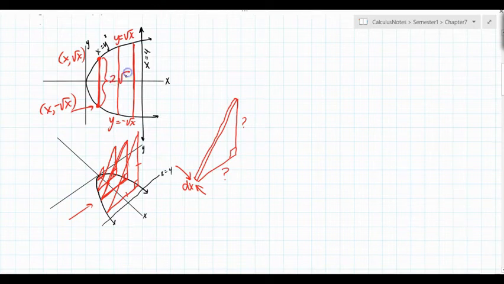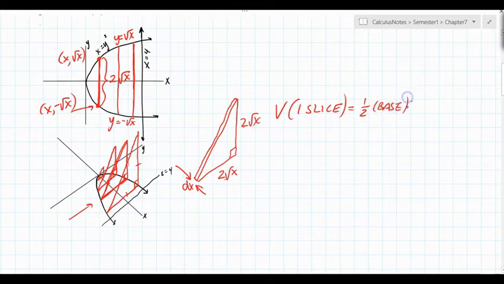Good, 2 root x. Okay, so now I can replace those question marks with 2 root x and 2 root x. Why are they the same? Because it's isosceles. Okay, and so now we're going to write down the volume of one slice. It's a triangular, 1/2 the base times the height times the thickness.